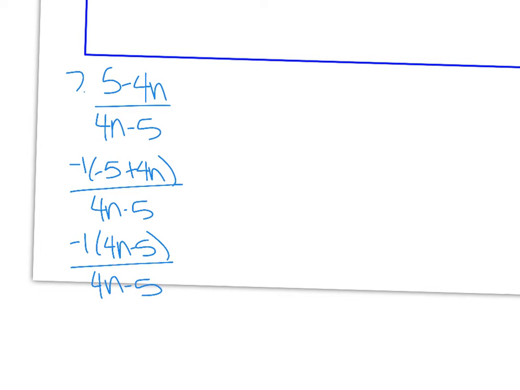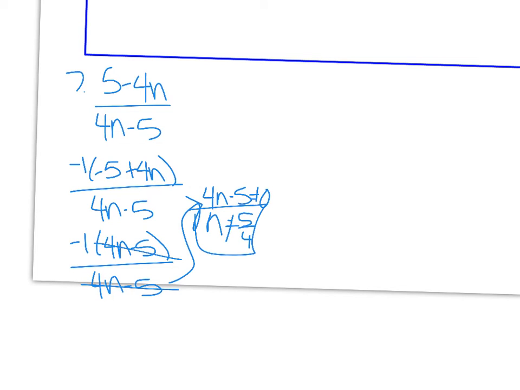Now, we still don't want to forget, we still need to state our excluded values. So I know if 4n minus 5 equals 0, it's not going to work. If I were to solve this, we would get 5/4. So my excluded value: n cannot equal 5/4. And then if we go back to our problem, the 4n minus 5 will cancel out. We should just get negative 1.